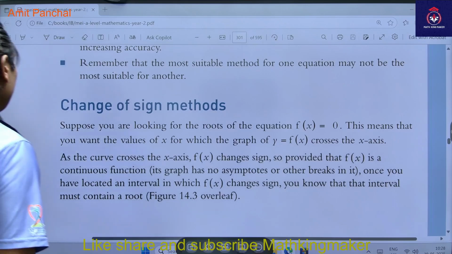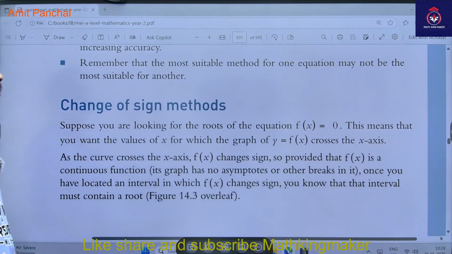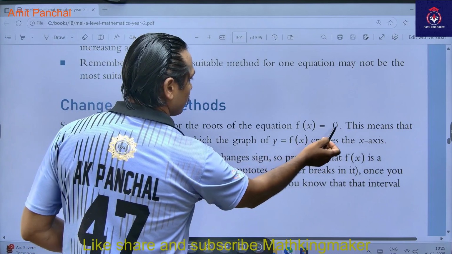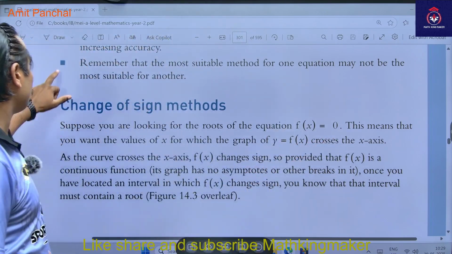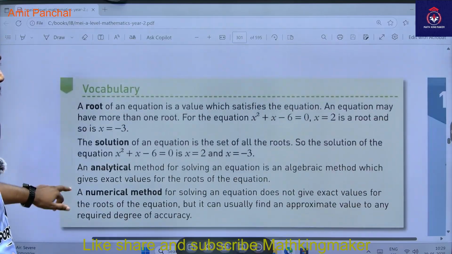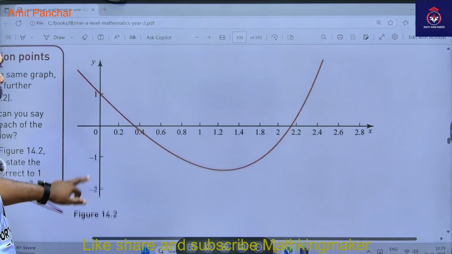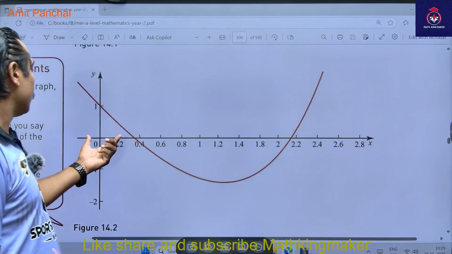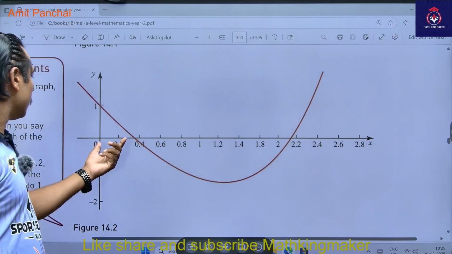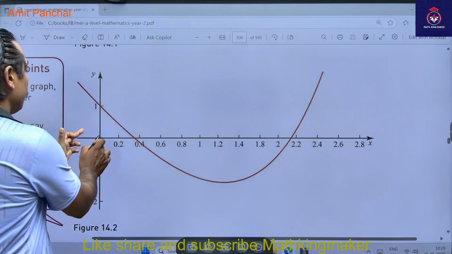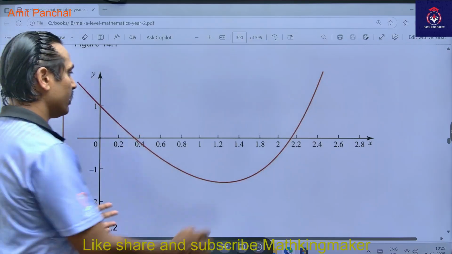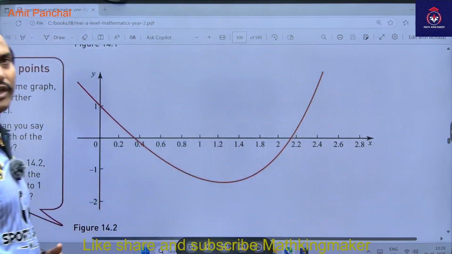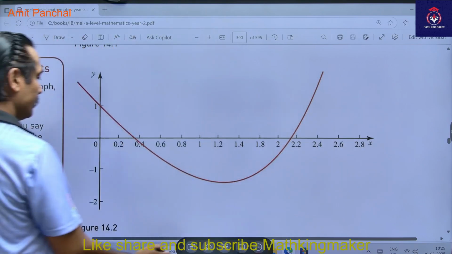So in numerical methods, the first method is the change of sign method. That means if you have an equation like f(x) = 0, in earlier examples you were also able to see this. In this example you can see that it was an equation giving the first solution between 0 and 1, and the second solution between 2 and 3. So what is happening there?